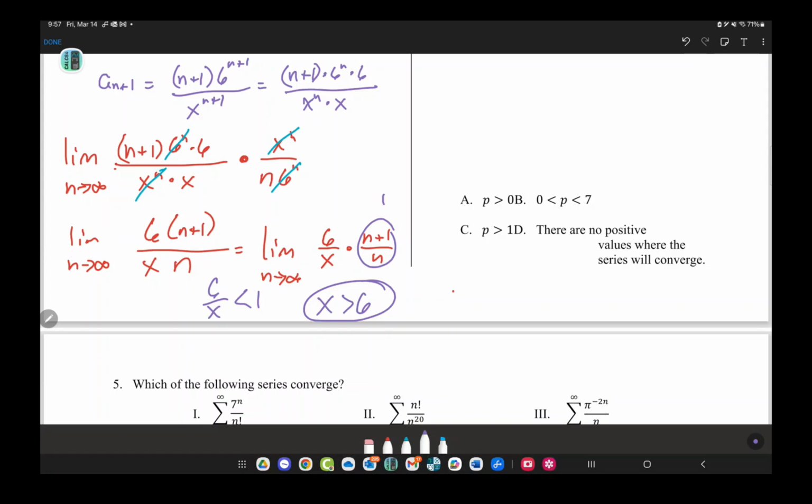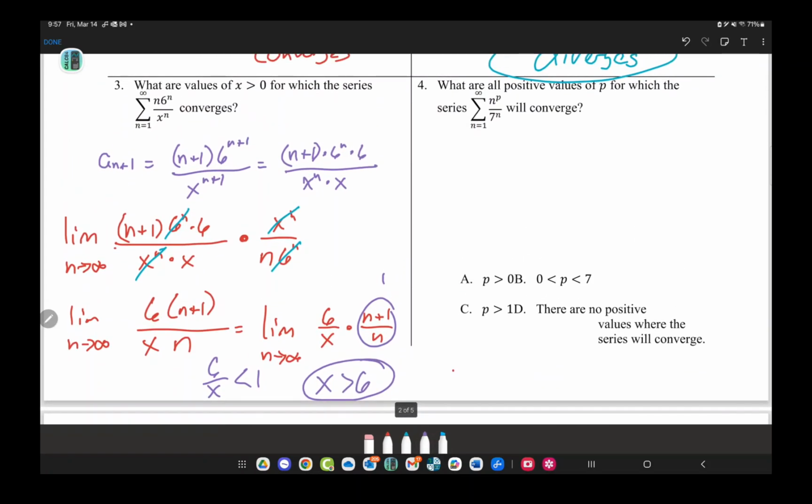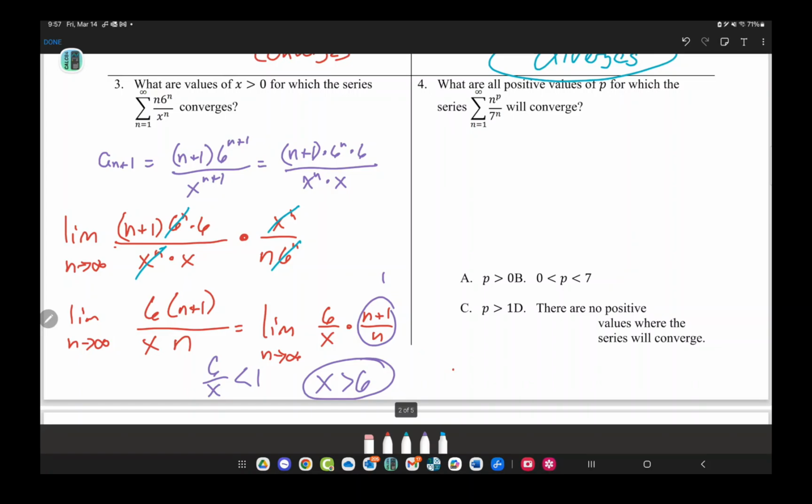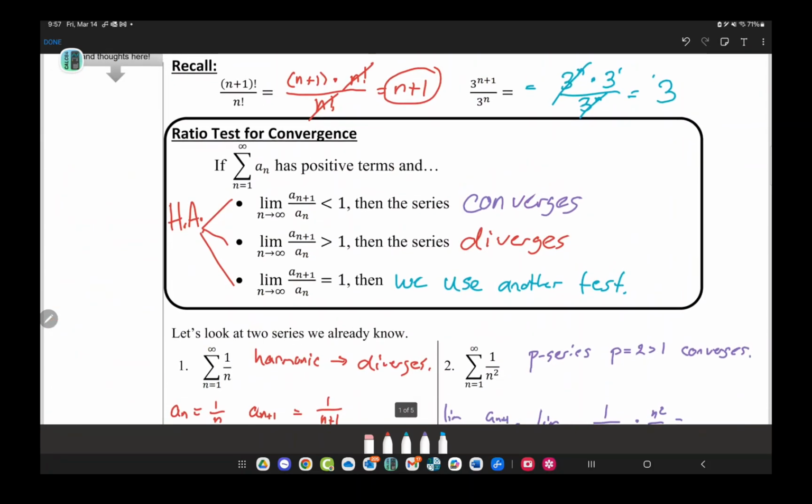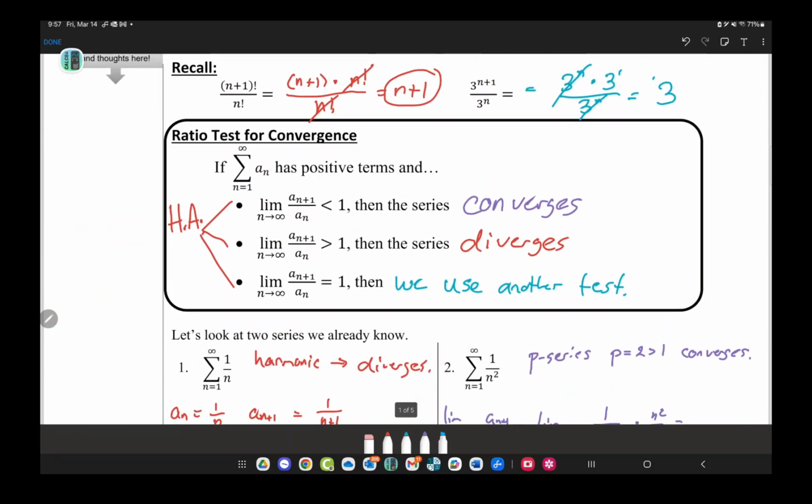So is it absolute value? Because what if it was negative? Wait a minute. In the directions it says for what values is x greater than 0. Okay, but yeah, good question. In this case, x is still greater than 6, so it wouldn't make much of a difference. If it didn't say... No, because if you look at the very beginning of the notes, it has a positive sign. There you go.